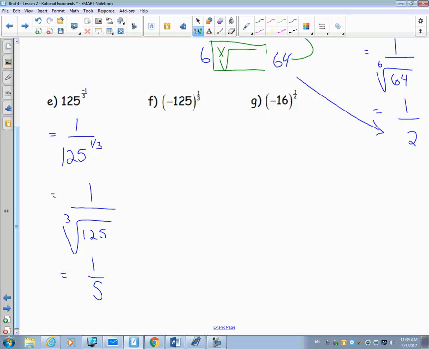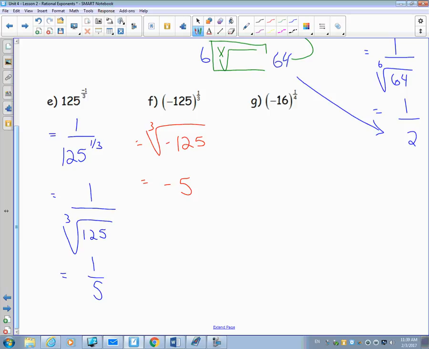Cube root of negative 125. What number times itself makes negative 125? Oh, a negative 5 times a negative 5 times a negative 5 does it. So we can take cube roots of negatives, even though we couldn't take square roots of negatives. And the reason why is we have an odd number now.